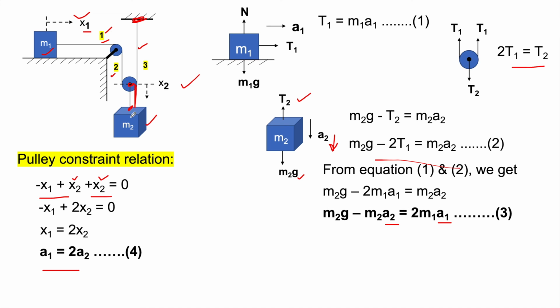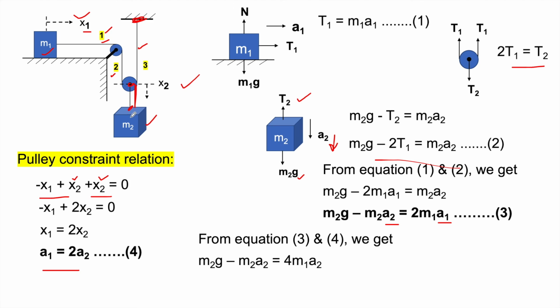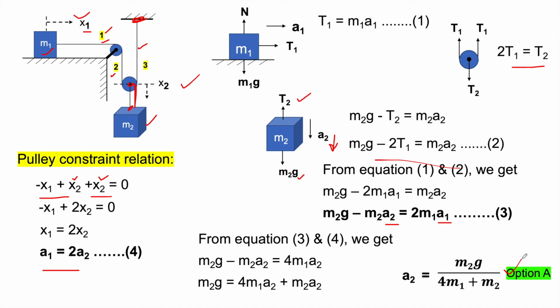Now if we combine equations 3 and 4, we can get the value of a2. From equations 3 and 4 we get m2g minus m2a2 equals 4m1a2. We have substituted the value of a1 from equation 4 in equation 3. Or we can write m2g equals 4m1a2 plus m2a2. Therefore, a2 equals m2g upon 4m1 plus m2, which is option A. So the acceleration of block m2 is m2g upon 4m1 plus m2, which is option A. So option A is correct.